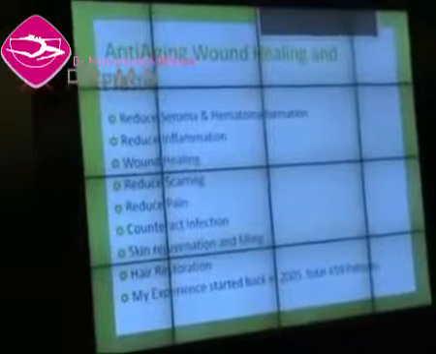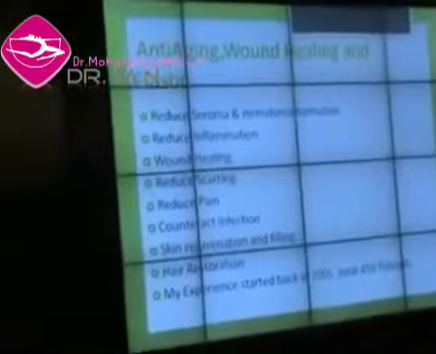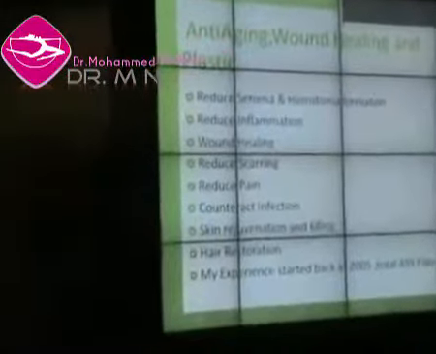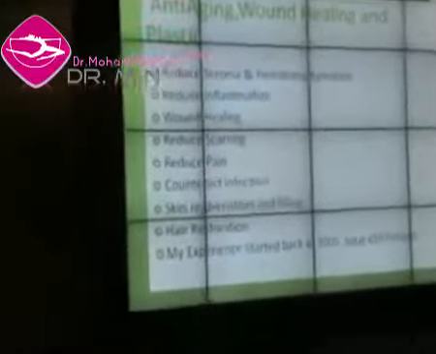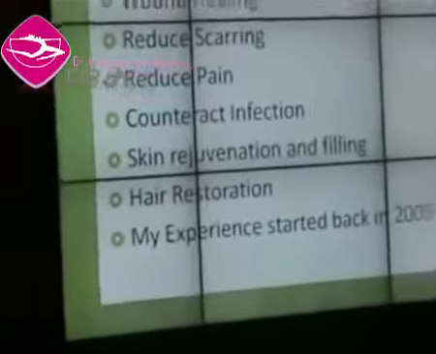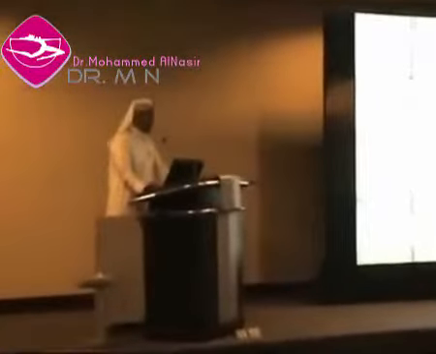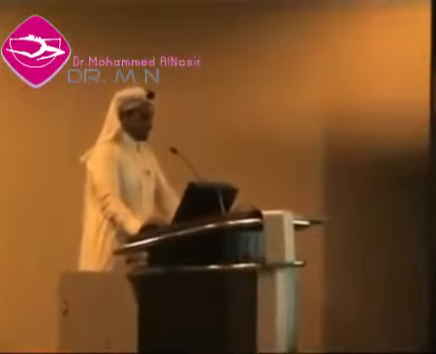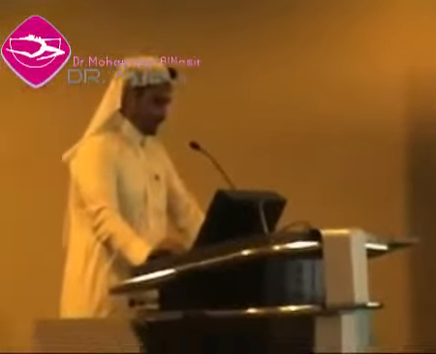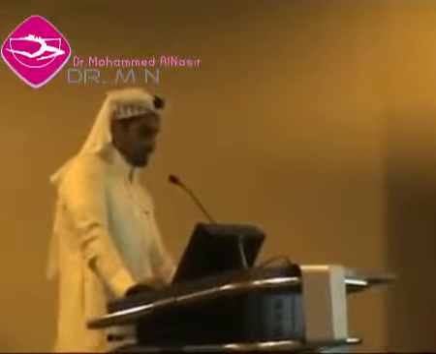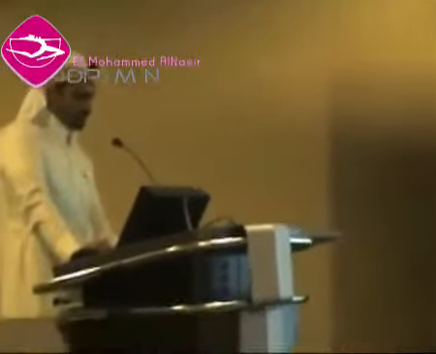Usually for wound healing, it reduces seroma and hematoma formation. It reduces inflammation, promotes wound healing, and shortens the period of wound healing. As we all know, wound healing passes through stages. The first stage is hemostasis, followed by proliferation, collagen synthesis, and remodeling. And with PRP, you can really shorten this phase. It can reduce scarring, reduce pain, and counteract infection. It can be a skin rejuvenation modality and somewhat of a filler. It can be used for hair restoration.